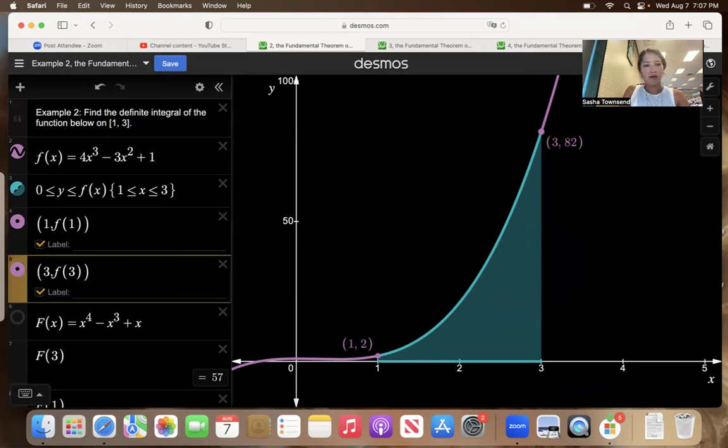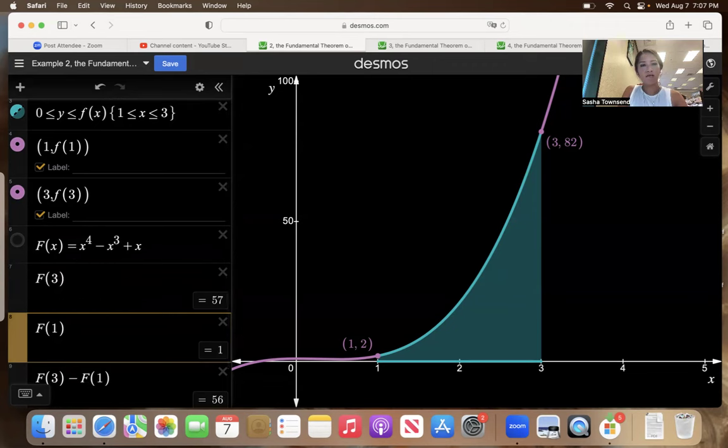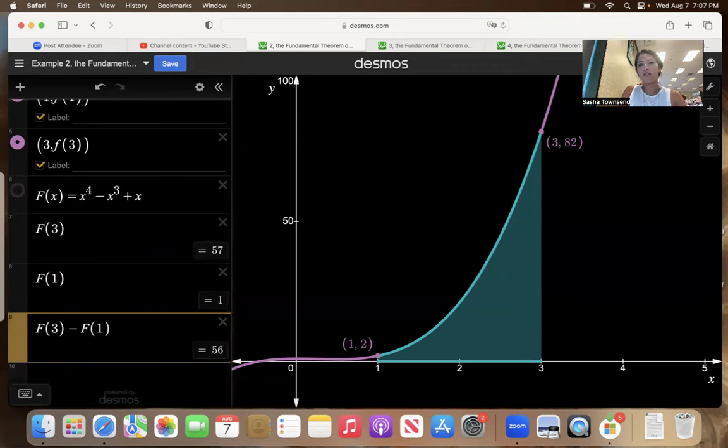In order to do that, we compute the antiderivative as we did on paper. We get the same answer on paper that I had already typed online. Evaluate that at 3, we get 57. Evaluate at 1, we get 1. F of 3 minus f of 1 is 56. So that means this area is 56 units squared. Or in general, the value of the integral is just a number, and that number is 56.